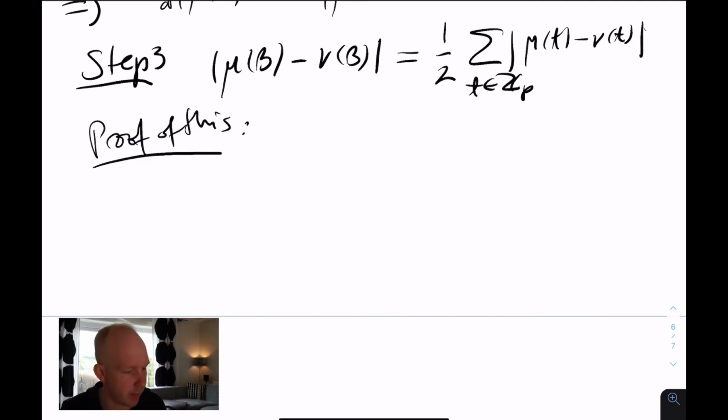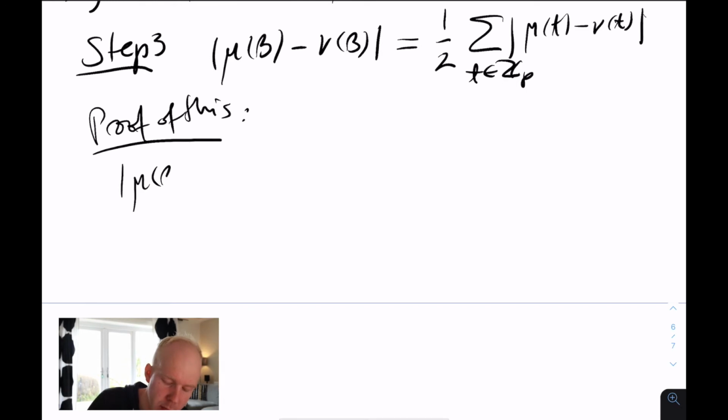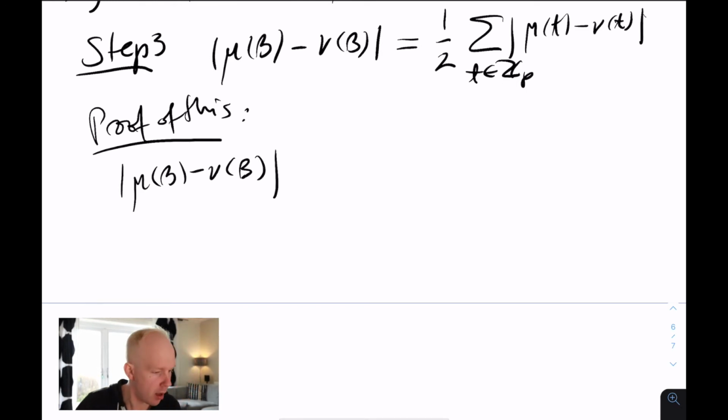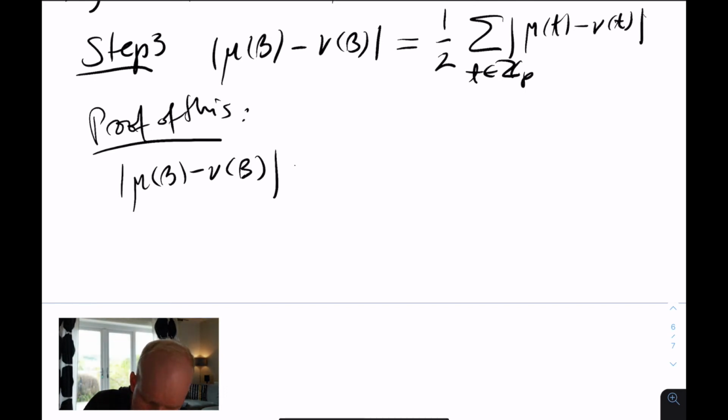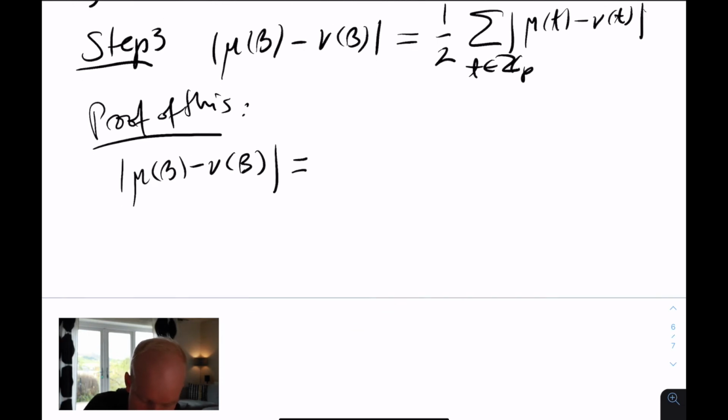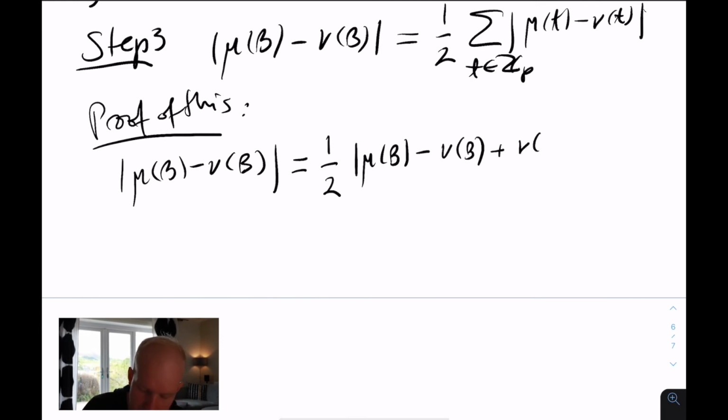What we can do here is, the first thing, if you take this μ(B) minus ν(B), then if you open up this definition here, you will see that this is equal to, inside the expression, what you can put here: a half of the |μ(B) minus ν(B)| plus |ν(B^c) minus μ(B^c)|. And why is this true?